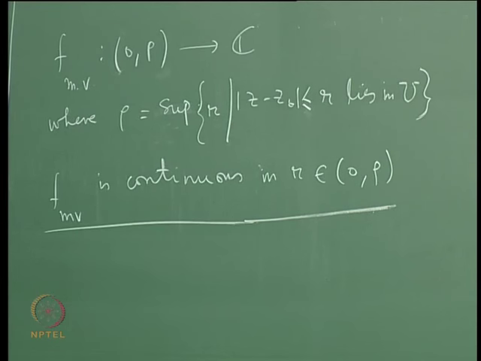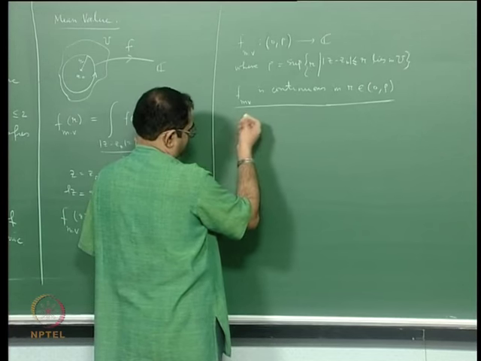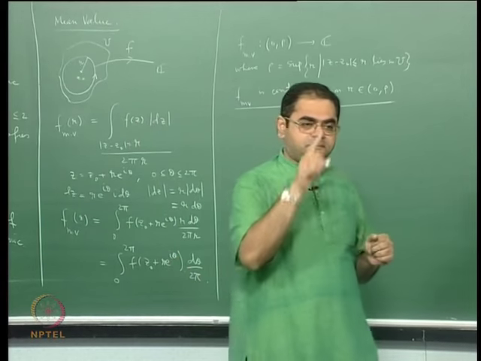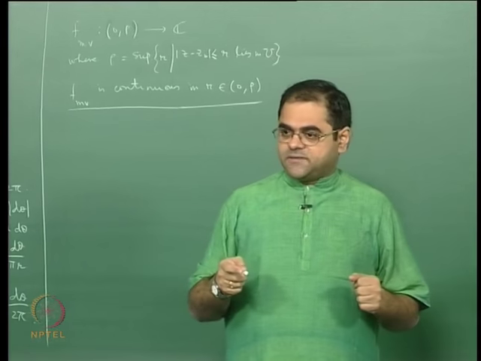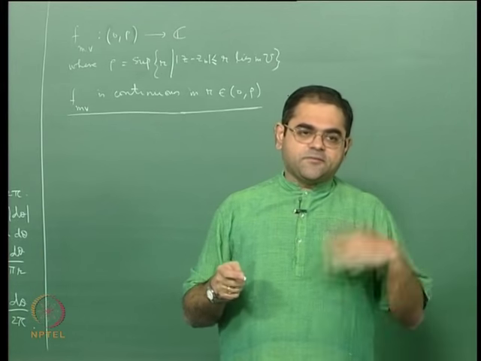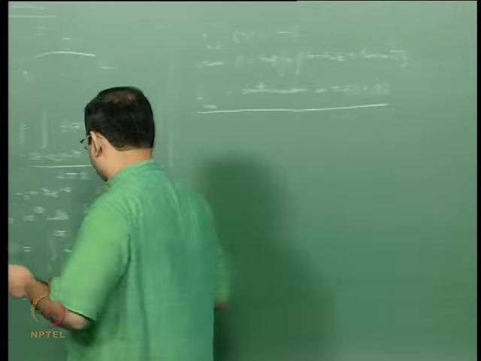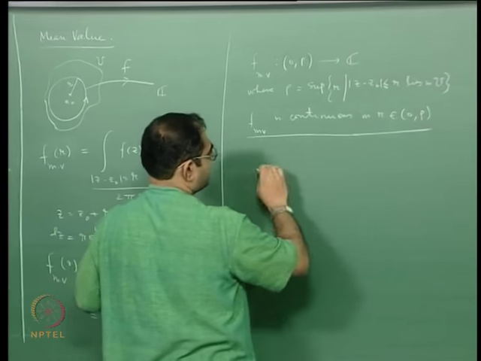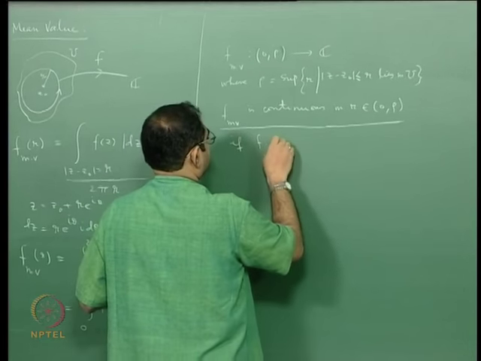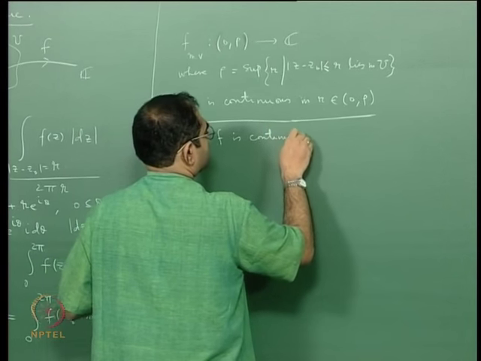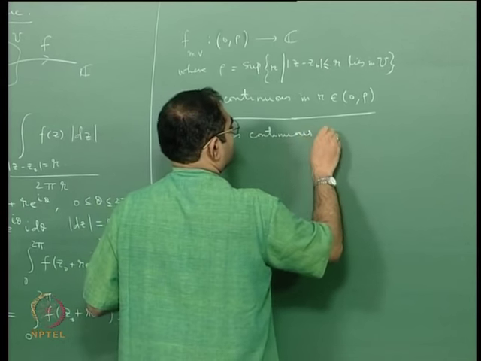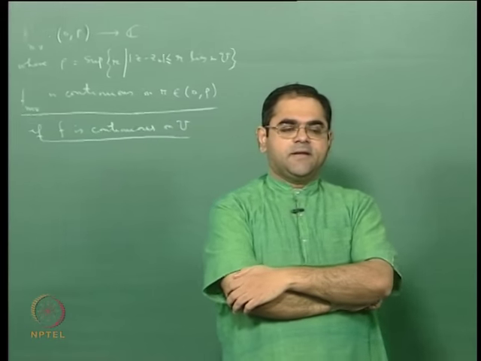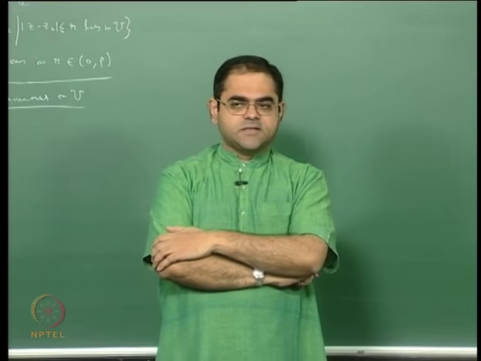Well, why is that? It's pretty easy. The continuity of f sub MV, the mean value of f as a function of r, is a result of the continuity of f as a function of z. Of course, here I have not mentioned that, so let me add that if f is continuous on U, so if I take a continuous complex valued function, then the mean value function that it defines is also continuous.